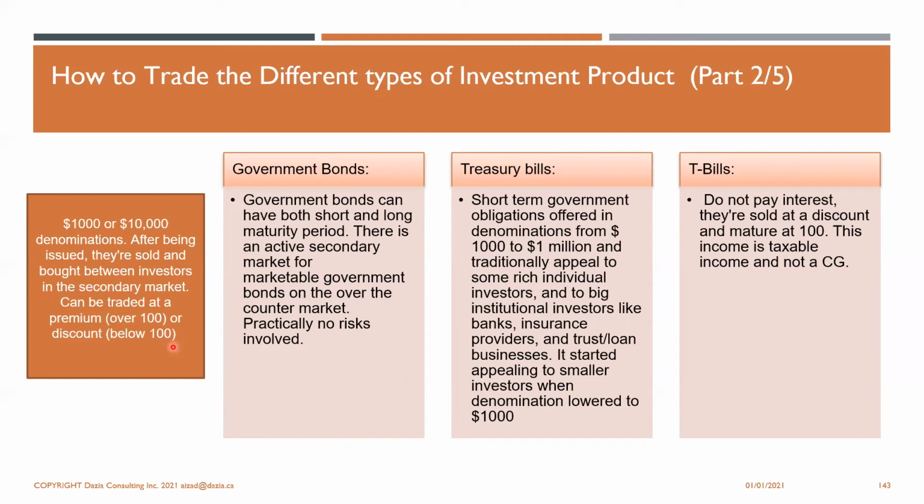It is a short-term government obligation which is offered in denominations from $1,000 to $1 million, and it's good for rich people. They like to invest in government investments, and also for companies, and smaller investors can invest as low as $1,000 in it. They don't pay interest, but they're sold at a discount, meaning you may buy for $90 and you will get back $100 after 3 months, for example. So that $10 is income and is taxed as income and not as a capital gain.